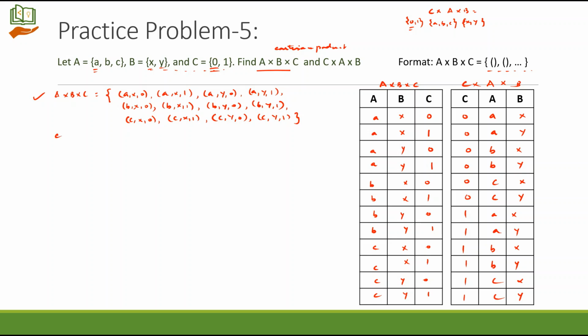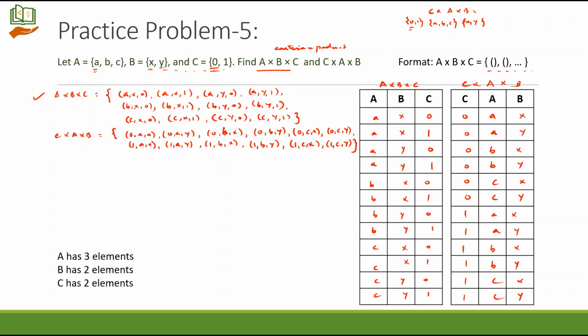Now how will you write C cross A cross B? This is equal to 0 comma A comma X, 0 comma A comma Y, 0 comma B comma X, 0 comma B comma Y, 0 comma C comma X, then we have 0 comma C comma Y. This is one set, and the second set is 1 comma A comma X, 1 comma A comma Y, 1 comma B comma X, 1 comma B comma Y, then we have 1 comma C comma X, 1 comma C comma Y.